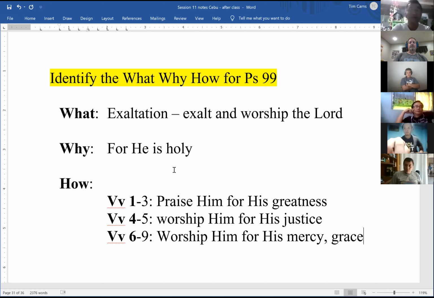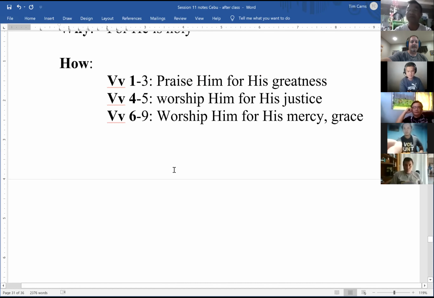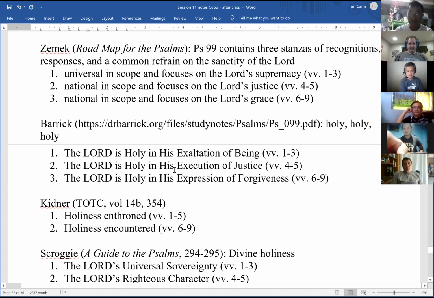What I then do, when I come up with my exegetical outline, the author's what, why, how, I'll look at what other resources have. And so here are some other resources and their outlines that I found. What's interesting is, this is George Zemek. He identified 3 stanzas like we did. And notice he says the first stanza focuses on the Lord's supremacy, the second one on his justice, and the third one on his grace. Oh, that's similar to what we found.